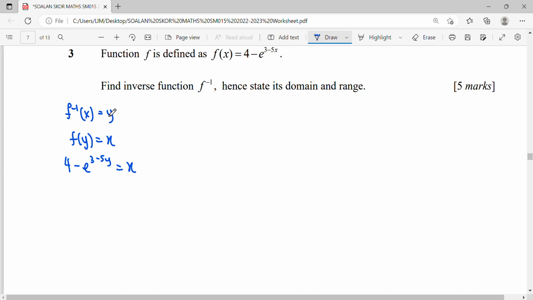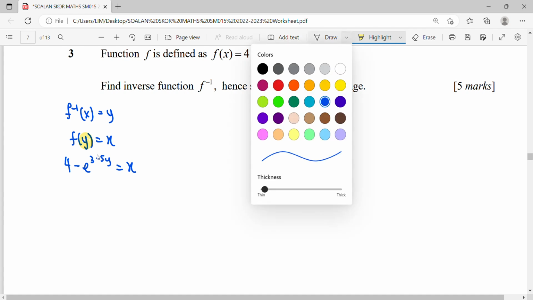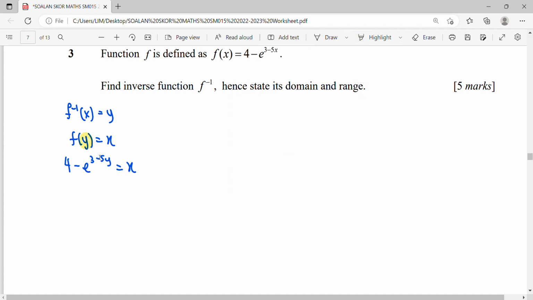Then we inverse back, so f inverse becomes f. Domain and range exchange. So y comes in, x goes there. This is how we perform our inverse function. The next step is f(y), which means substitute the y inside the function, so the place of x is replaced by y.